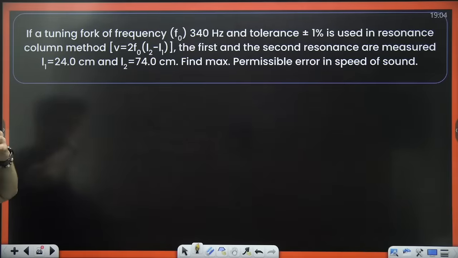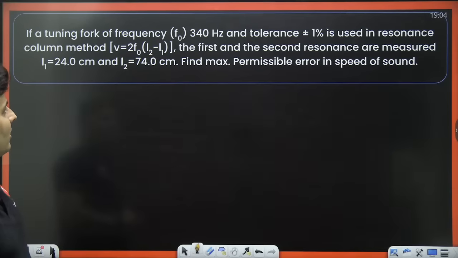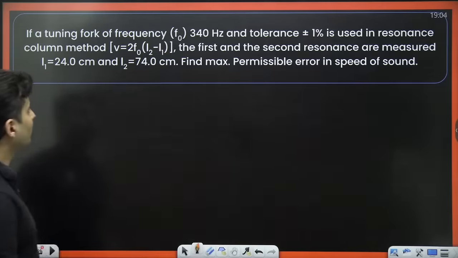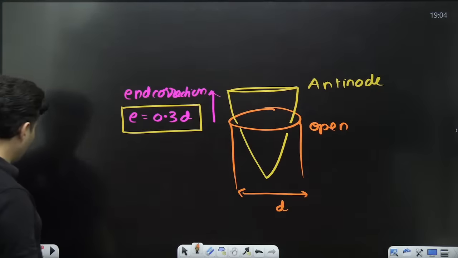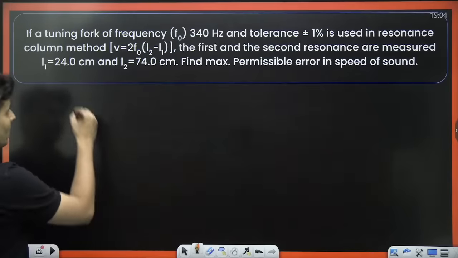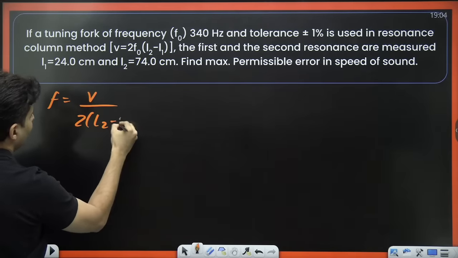Let's have a look. A tuning fork of some frequency tolerance 1% is used in resonance column method. The first and the second resonance are measured at this and this length. Find the maximum permissible error of speed of sound. Okay, so we already have seen the formula for frequency, which is V by 2 times of L2 minus L1.